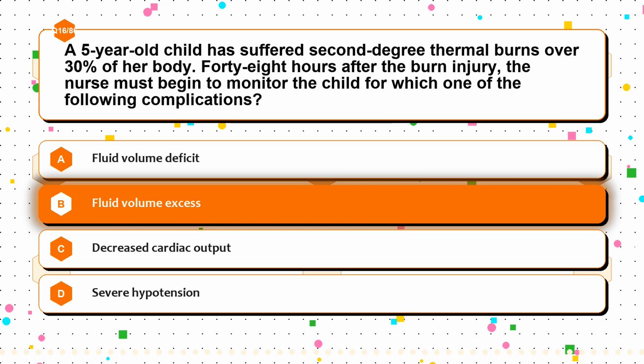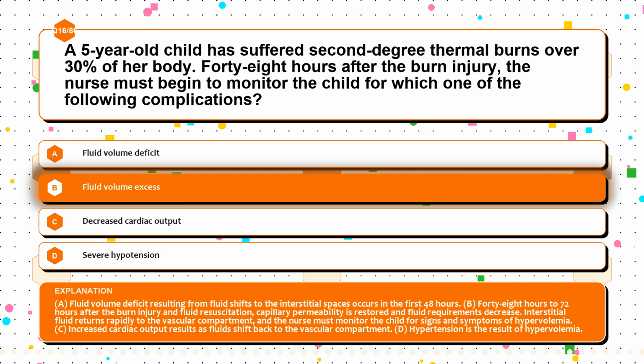The correct answer is option B. Fluid volume excess. A fluid volume deficit resulting from fluid shifts to the interstitial spaces occurs in the first 48 hours. B. 48 hours to 72 hours after the burn injury and fluid resuscitation, capillary permeability is restored and fluid requirements decrease. Interstitial fluid returns rapidly to the vascular compartment, and the nurse must monitor the child for signs and symptoms of hypervolemia. C. Increased cardiac output results as fluids shift back to the vascular compartment. D. Hypertension is the result of hypervolemia.